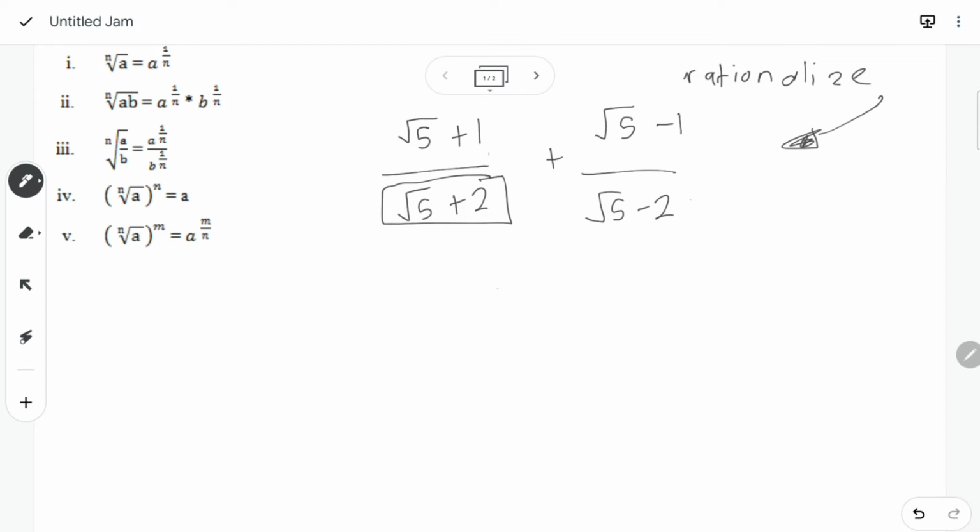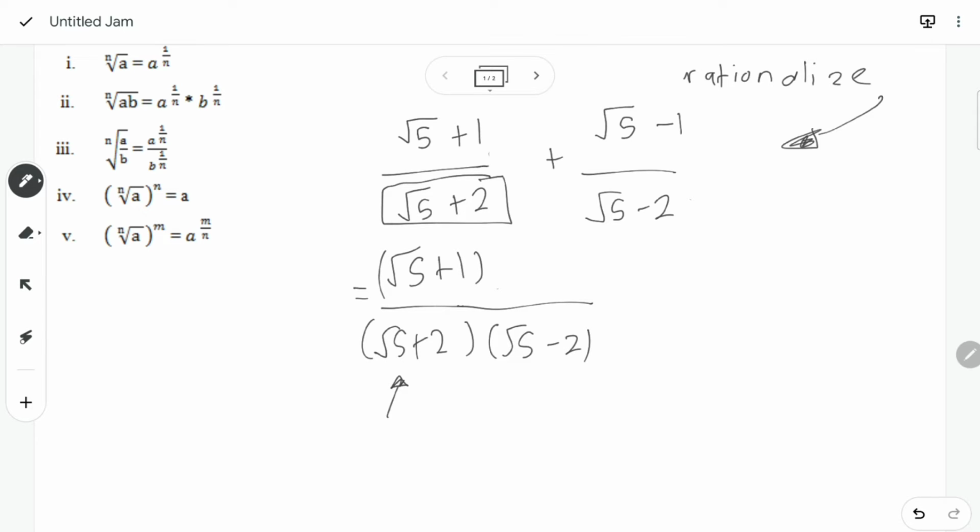This question, they're going to ask you to rationalize the numbers or the equation. So how do you do that? You're going to multiply both the upper and lower terms by the opposite of this. So if it's square root 5 plus 2, it's going to be square root 5 minus 2. Don't forget to multiply it on the upper part too. So why do we do this? Because we want to make sure the denominator becomes a number that is not a surd.